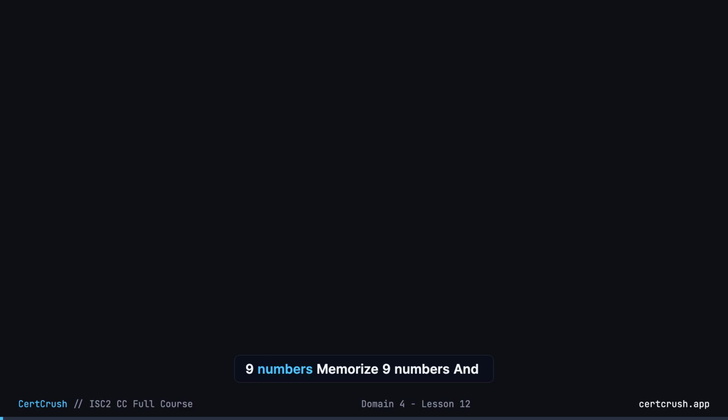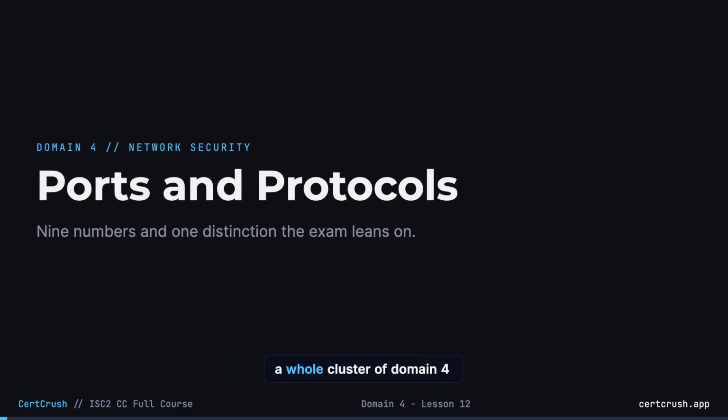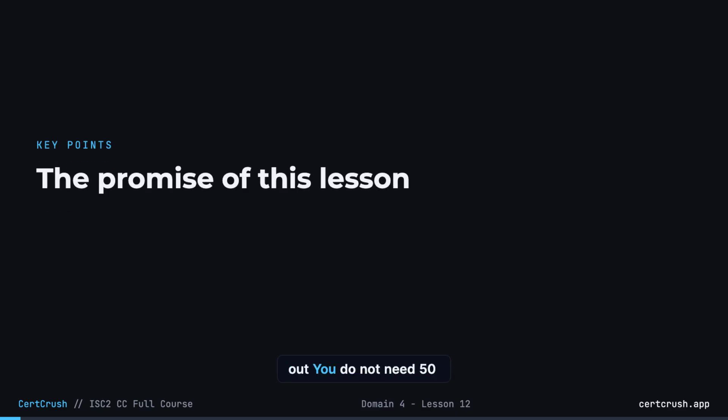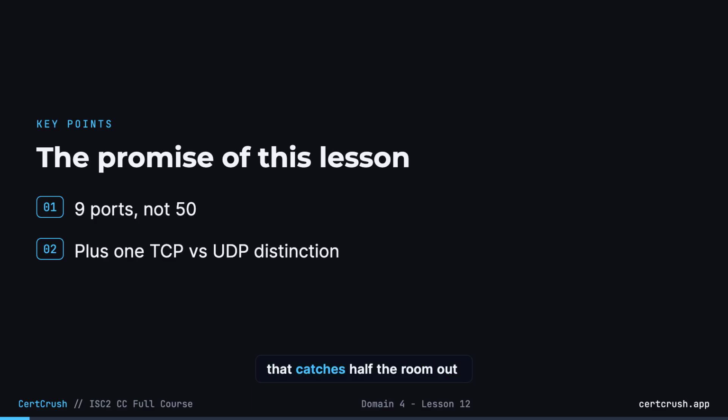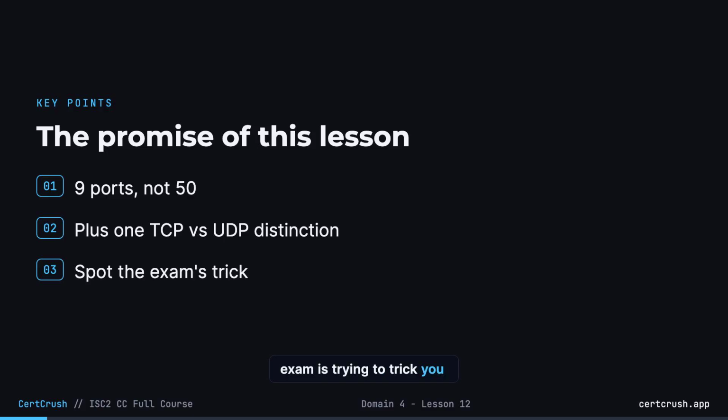9 numbers. Memorize 9 numbers, and a whole cluster of domain 4 questions answer themselves. Most people try to cram 50 ports and burn out. You do not need 50. You need 9 plus one distinction that catches half the room out. By the end of this lesson, you will rattle these off cold and spot the exact moment the exam is trying to trick you. This is Objective 4.1, and ports turn up on almost every CC paper. So let us make them stick.